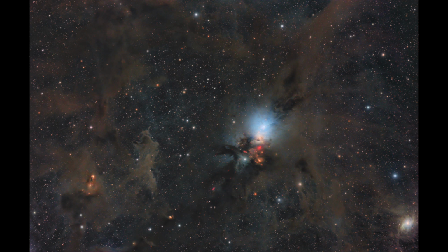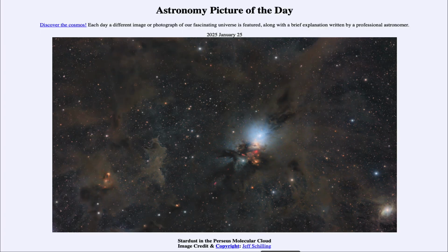So something that our region might have looked like many billions of years ago when our sun was first starting to form about 5 billion years ago. So that was our picture of the day for January 25th of 2025. It was titled Stardust in the Perseus Molecular Cloud.